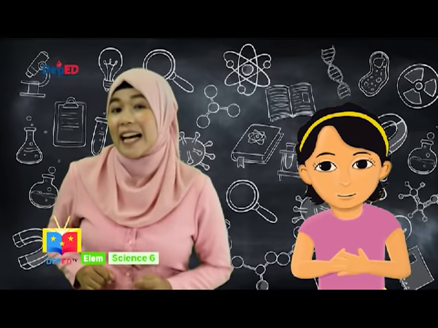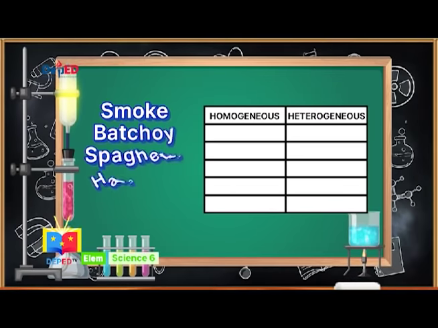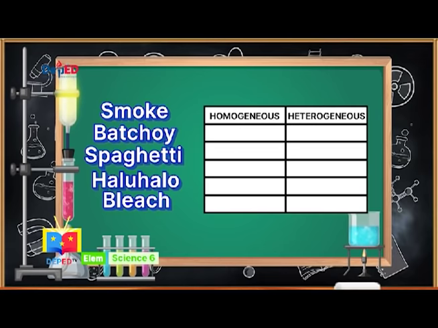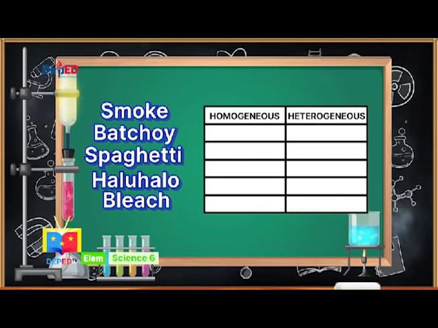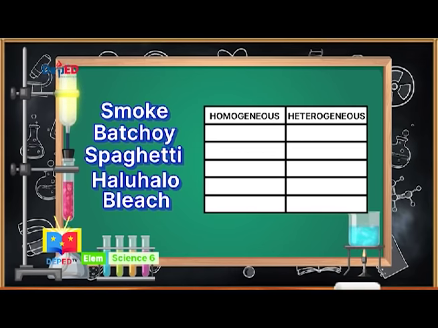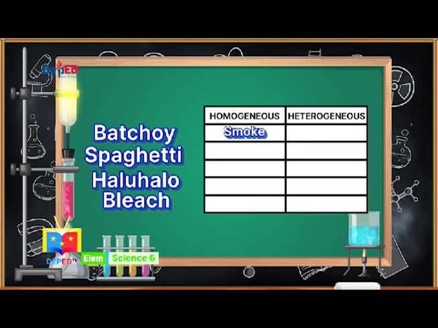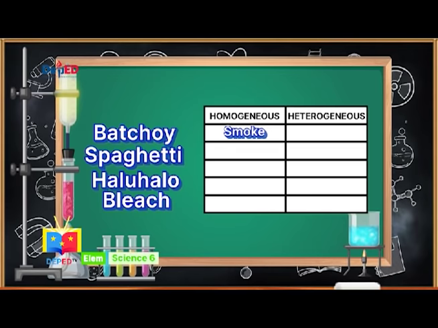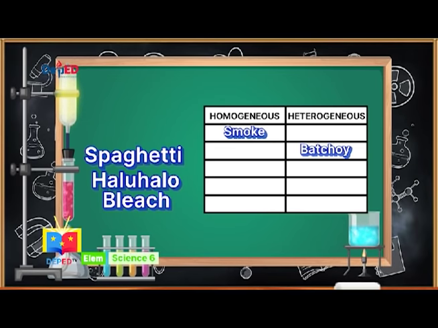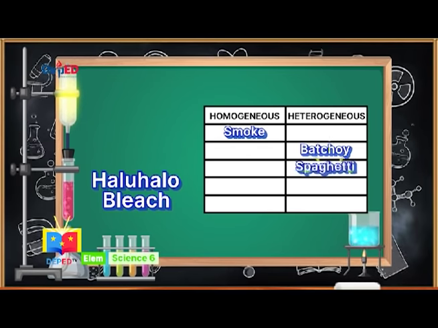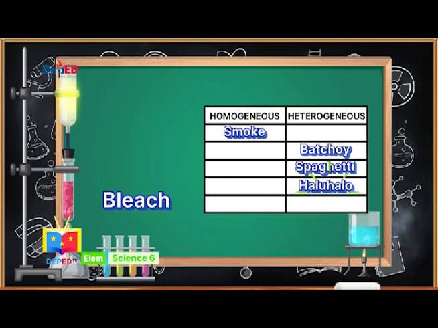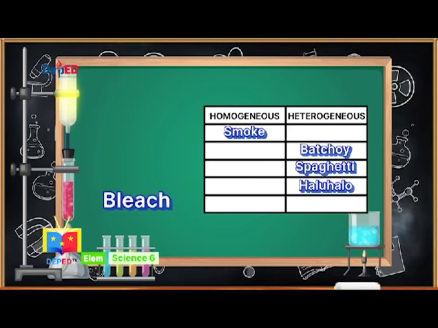This is her assignment. We have to classify the following mixtures in their proper column. Where should we put smoke? Should we put bok choy in homogeneous column? No. Where should we put it? How about spaghetti? What mixture is halo-halo? How about bleach?